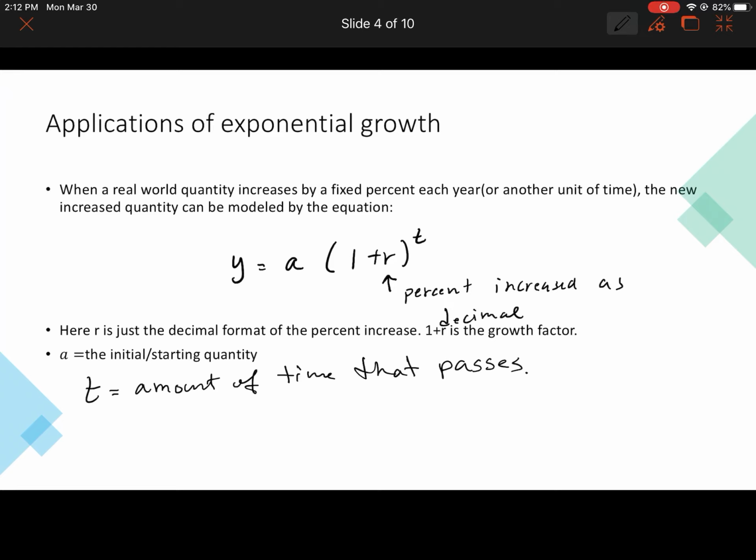If they say it's R% each year, and they ask what the new quantity is in 2 years, then your T will become 2. But if they ask for the final quantity after a decade, you have to think, how many years are in a decade? There's 10 years in a decade, so that T would change into a 10 instead of a 1 for years, right?